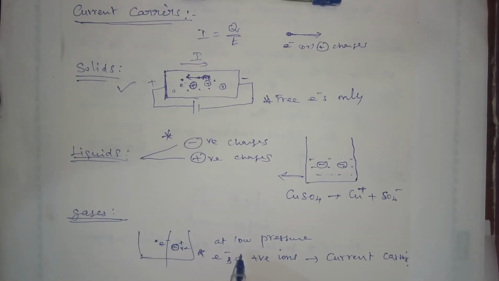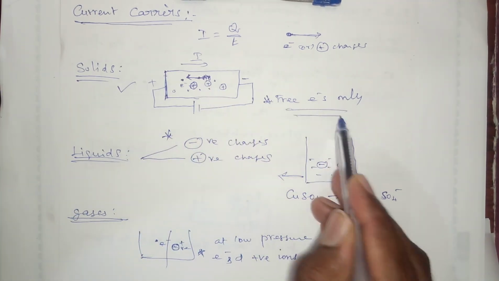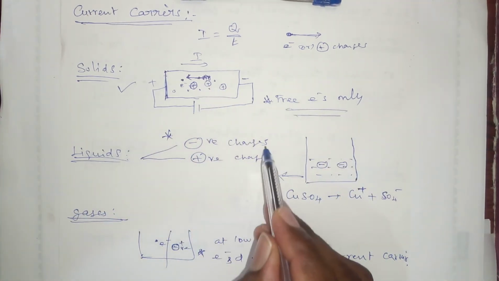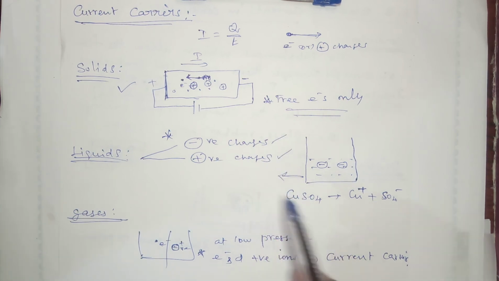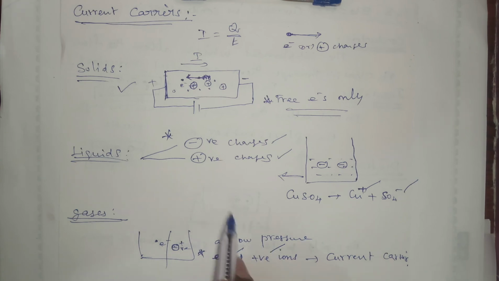As a conclusion, the current carriers in solids are only free electrons, and in liquids, both the positive charges and the negative charges, that is, positive ions and negative ions. Last, in the case of gases, the free electrons and the positive ions. So these are the current carriers in solids, liquids, and gases respectively.